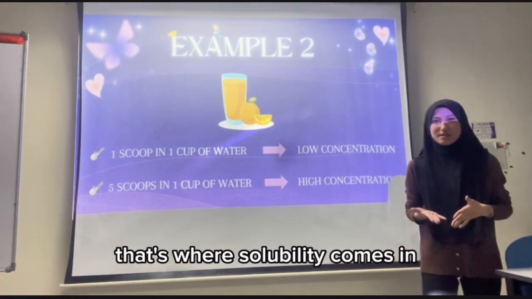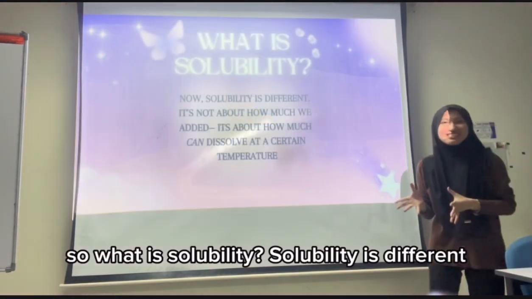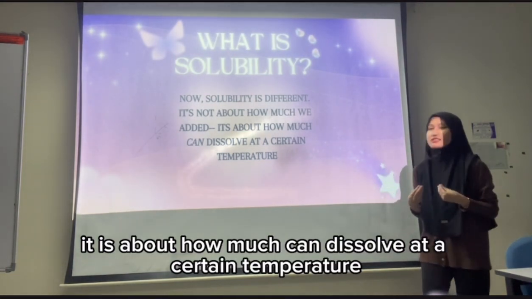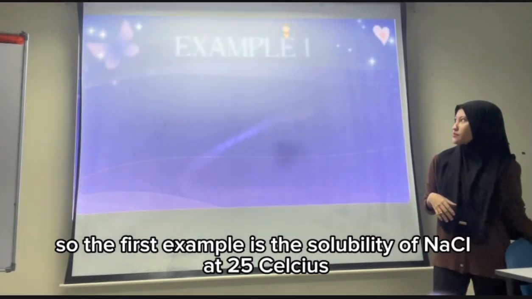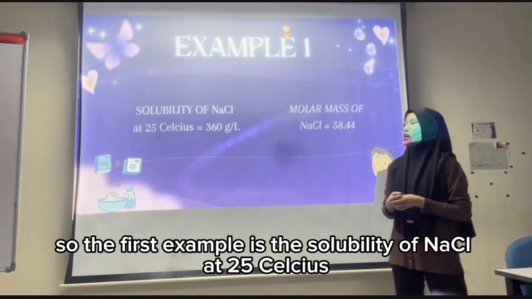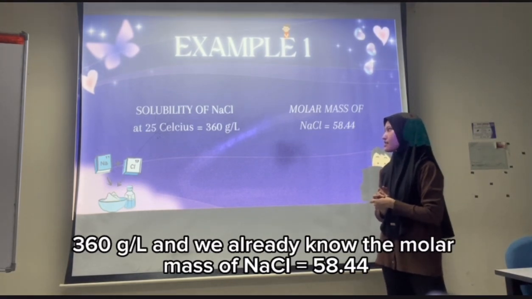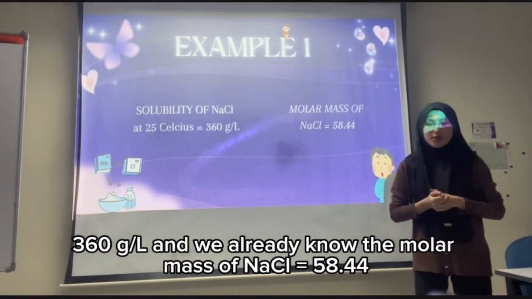That's where solubility comes in. So what is solubility? Solubility is different. It's not about how much we added, it's about how much can dissolve at a certain temperature. So, the first example, solubility of NaCl at 25 degrees Celsius, 360 g/L. So we know the molar mass of NaCl is 58.44.